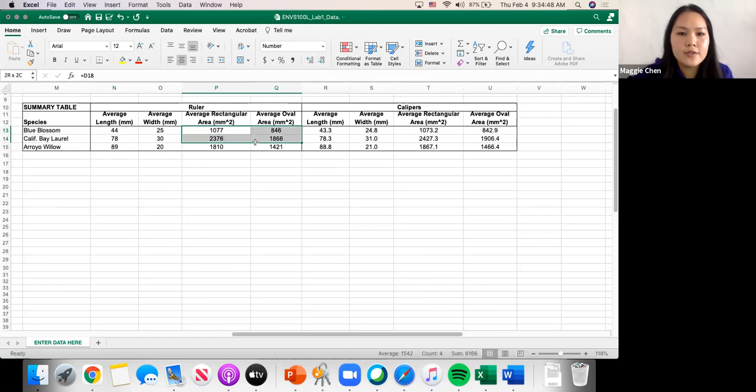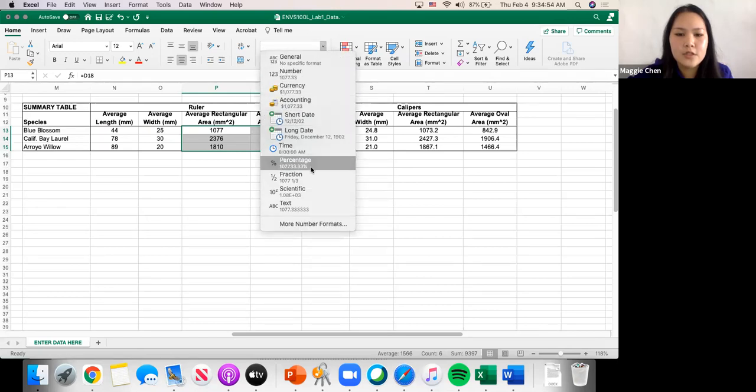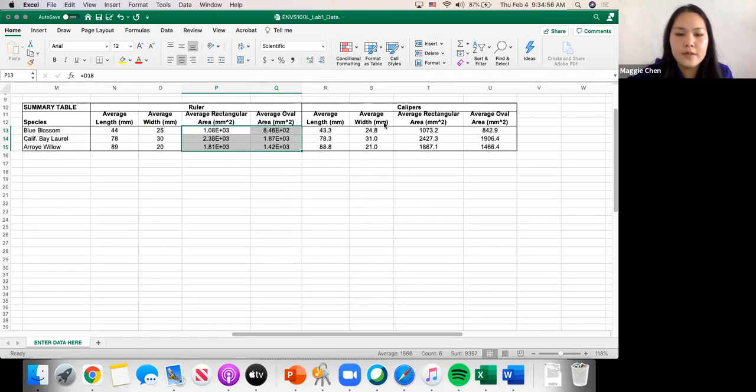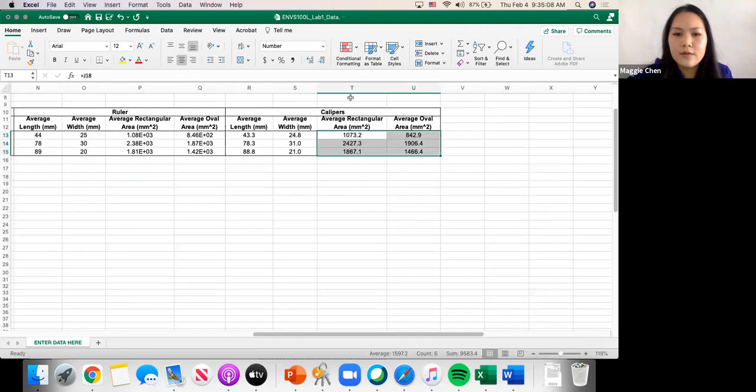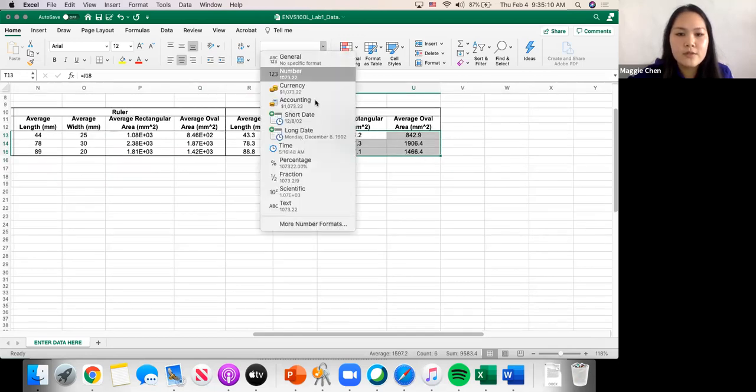Our average rectangular and oval area, we'll just select these cells, put them back into scientific notation. And then same for here. For the caliper measurements, it looks like they're already in 3 sig figs, so we don't have to do anything for that. And on the side for the average rectangular and oval area, for our calipers, we'll again just want to put them back into scientific notation.